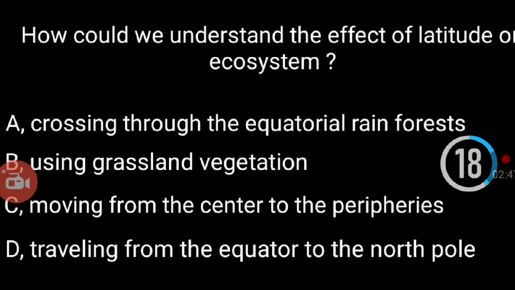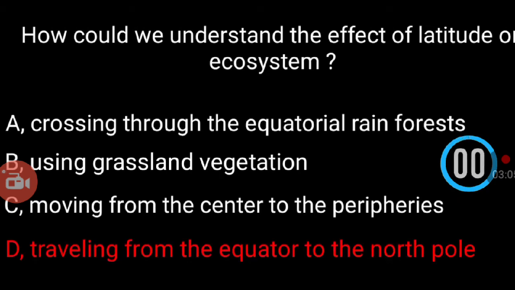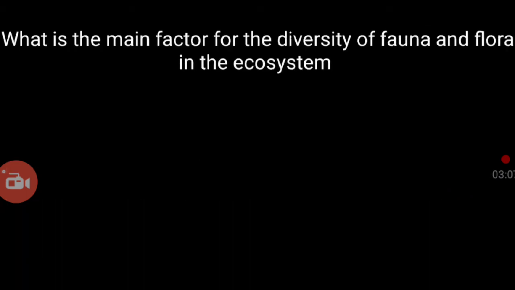How could we understand the effect of latitude on ecosystem? Crossing through the equatorial rainforest, using grassland vegetation, so they can get a move, traveling from the equator to the north pole.